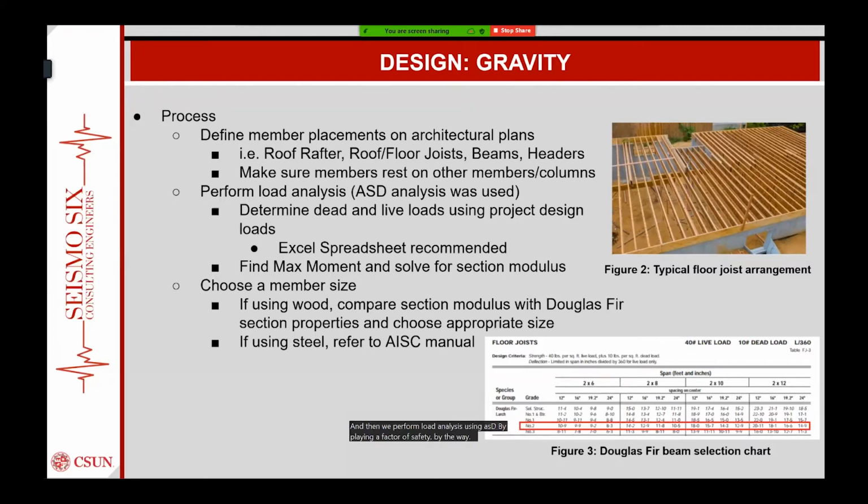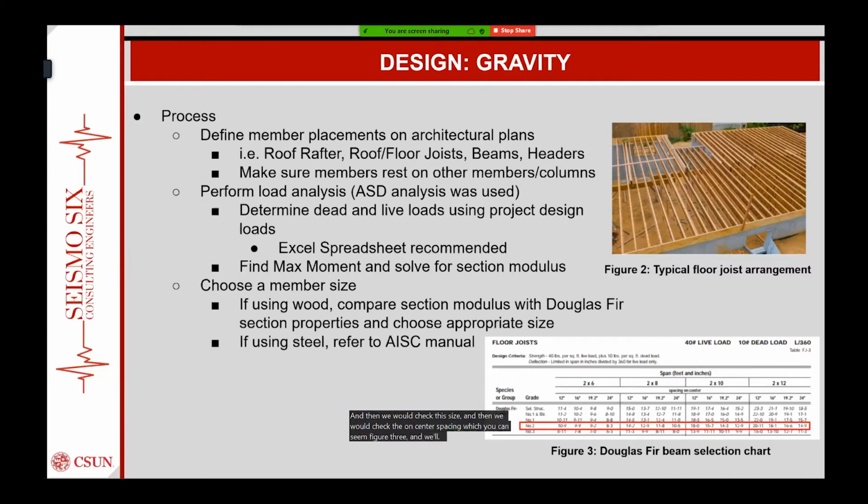But the way we did that is we went on Excel and we applied our dead and live loads to the length of our proposed beam. And then we found the max moment and section modulus. Then using the section modulus, we chose a size. For example, if it was wood, we went to the Douglas fir tables and then we compared the moduluses, and took the bigger one. And then we would check the size, and then we would check the on-center spacing, which you can see in figure 3.